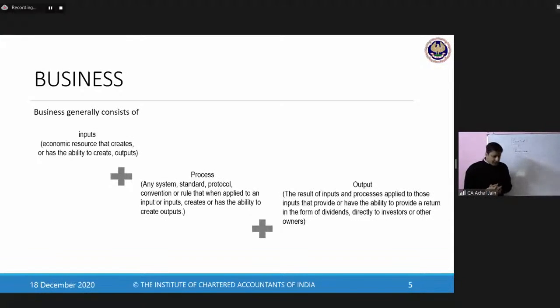Now, in this situation, the standard says that in certain cases, it's possible that there's no output. But in no situation is it possible that input or process is not there. So what do we mean to say here?